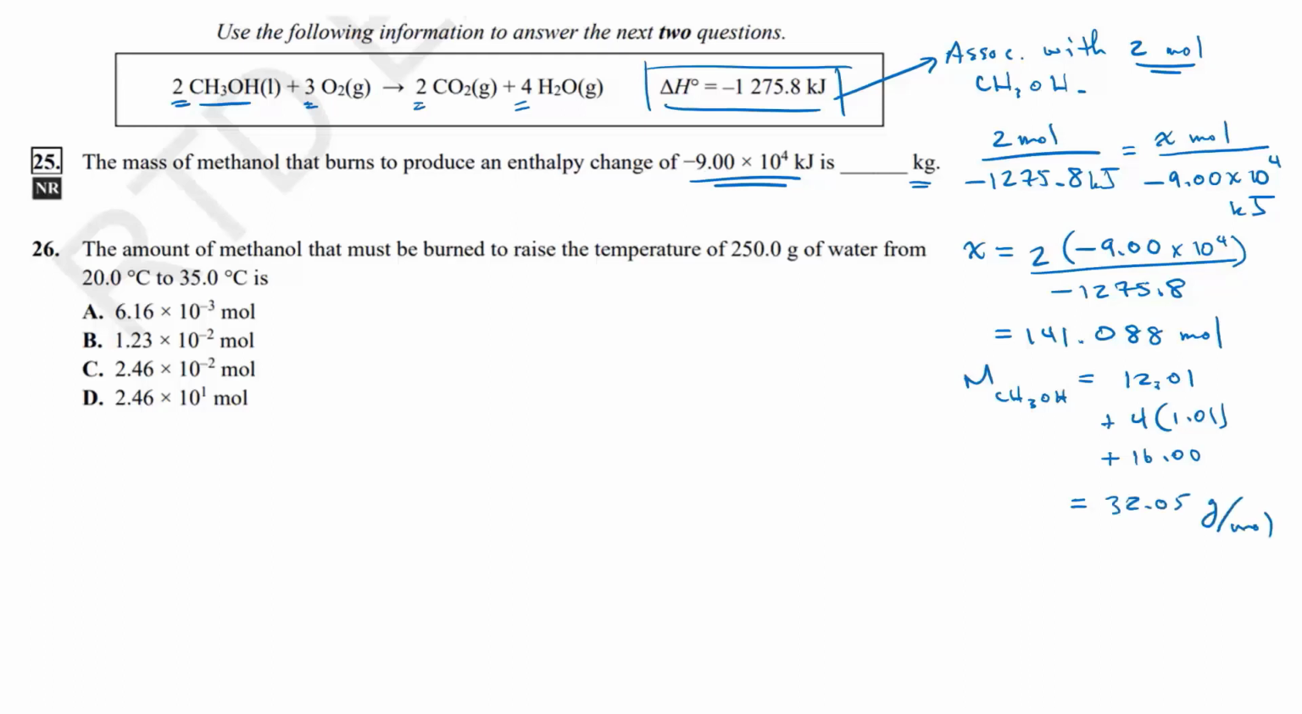Right, now that we have the molar mass, we can easily determine the mass. Don't forget that when we determine the mass using those two numbers, we are going to get a result in grams. So I simply take the mole amount and I multiply it by the molar mass.